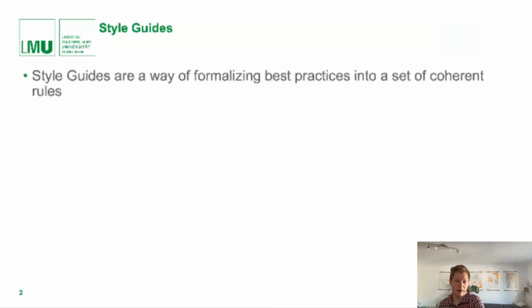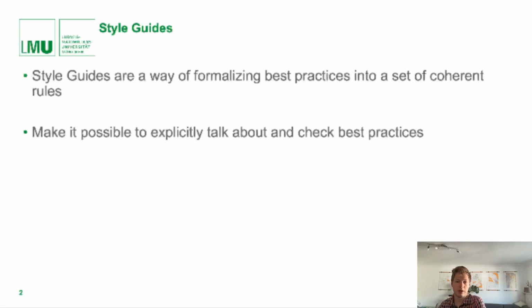So let's first talk about style guides. Style guides are a way of formalizing best practices into a set of coherent rules that can be talked about and checked. So instead of just telling people, hey, don't write messy code, write clean code, which of course is super vague, everyone has a different feeling about this, we actually arrive at one coherent guide that has explicit rules, often also justifications for these rules. And then you can go through this guide and refer to it whenever there's a rule that's not being followed.